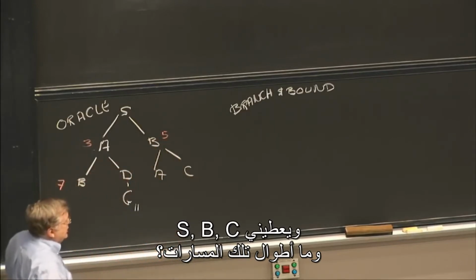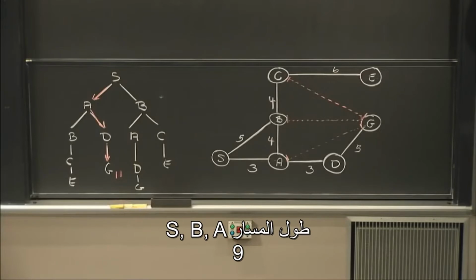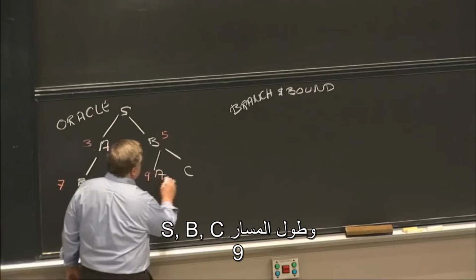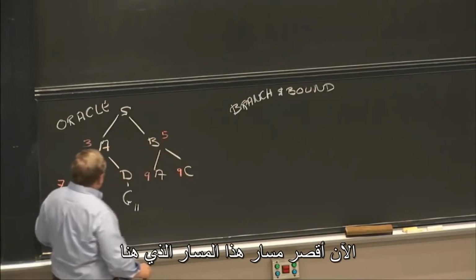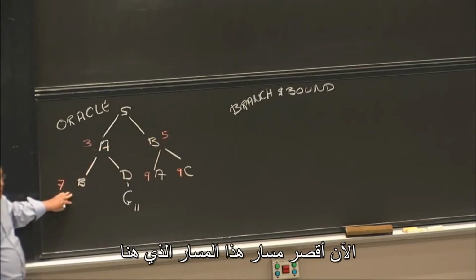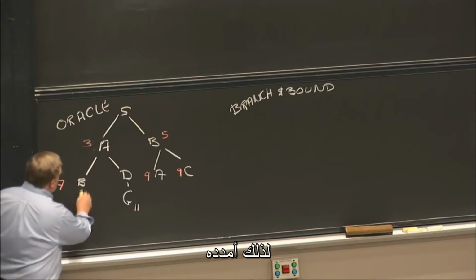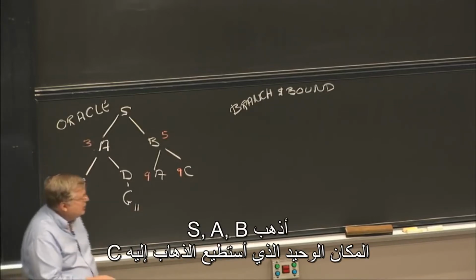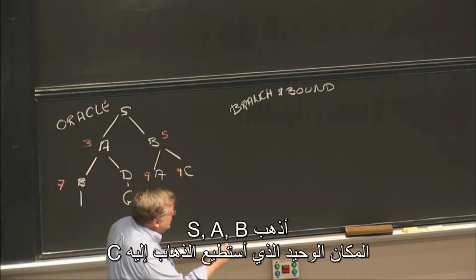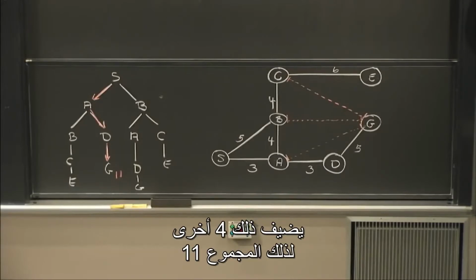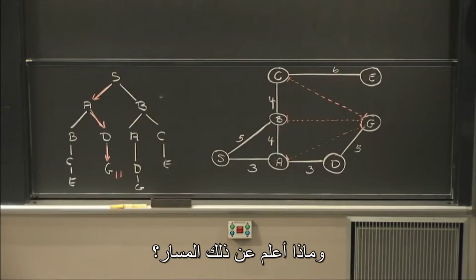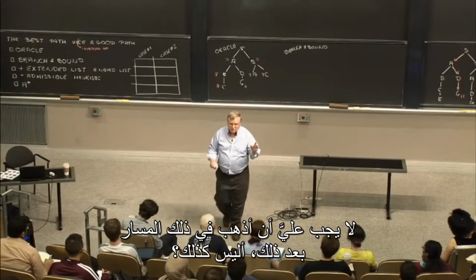And what are those path lengths? Well, let's see. SBA would be 9, and SBC would be 9. And now the shortest path is this one over here. So I extend that, and I go for SAB. The only place I can go is C. That adds another 4. So that's 11. And what do I know about that path? I don't have to take that any further, right?